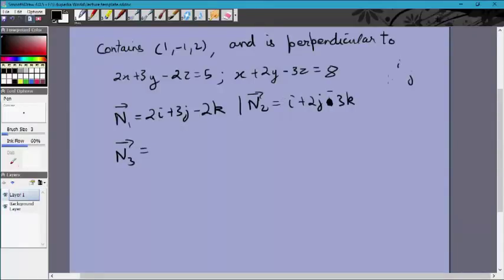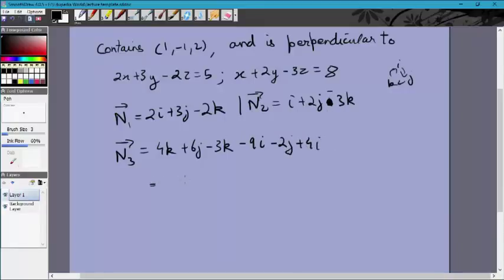Just for the sake of reference, I always like to draw this whenever doing cross product. i cross j is k, so we have 4k. i cross k is minus j, so we have plus 6j. j cross i is minus k, so we have minus 3k. j cross j is 0, j cross k is i, so we have minus 9i. k cross i is j, so minus 2j. k cross j is minus i, so plus 4i, and then 0.